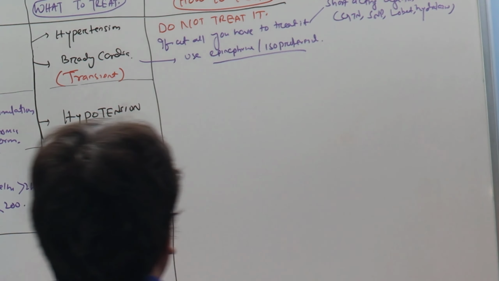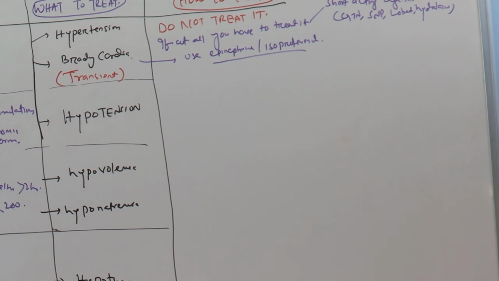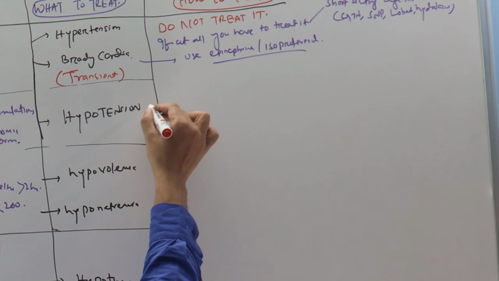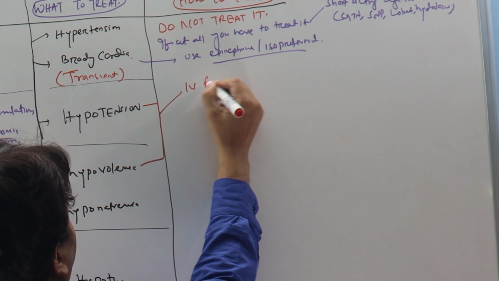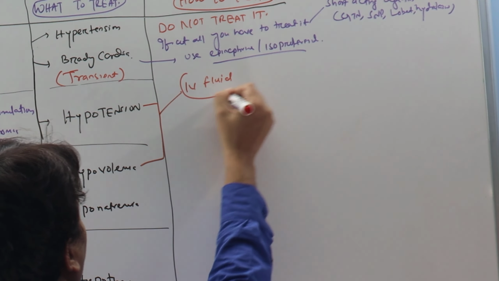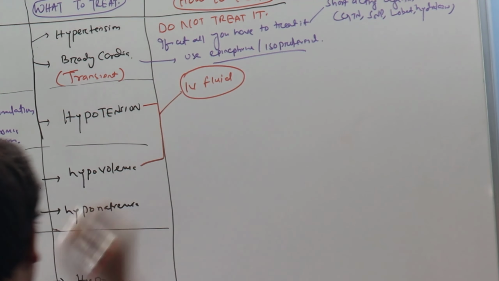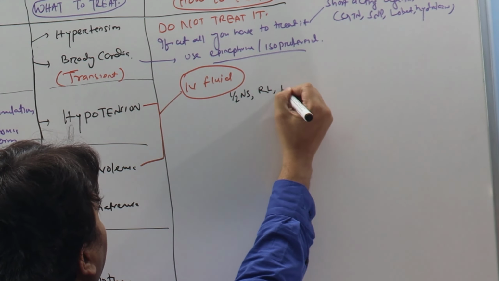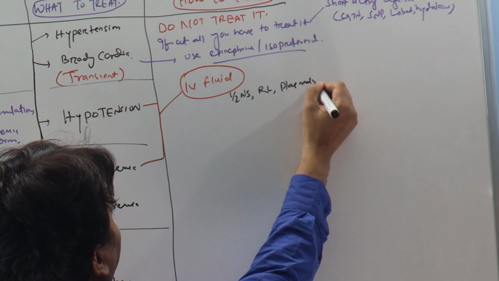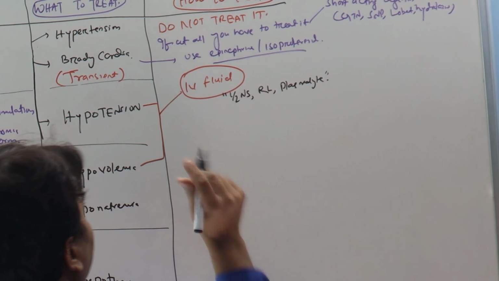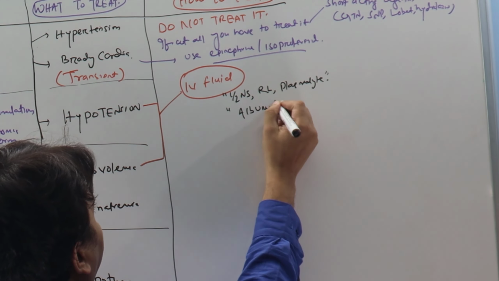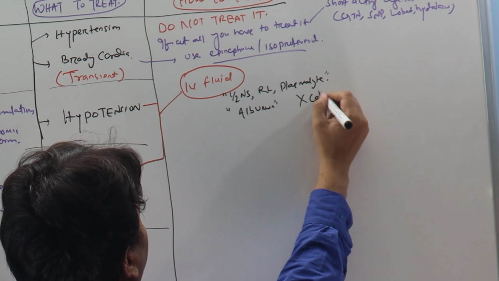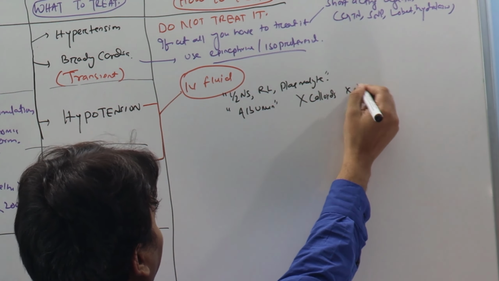Second, coming to hypotension, this is the major thing that we have to treat. Hypotension and hypovolemia are treated together. We have three options. First is IV fluid. What kind of IV fluid will we choose? You usually choose half NS, Ringer's lactate, plasmalyte. If you want to conserve the volume, restrict the volume, you can use even albumin, but not colloids, not NS.